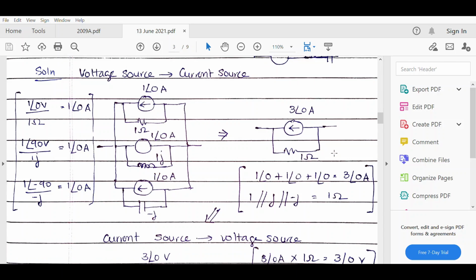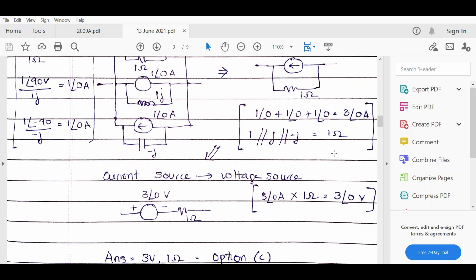Now the next method that we will be employing is current source to voltage source transformation. So in order to do that, we convert this current source into voltage source by multiplying this current source 3 angle 0 amperes into 1 ohm, and we get 3 angle 0 volts as the equivalent voltage source. The 1 ohm resistor would not change in value, but it would come in series with this voltage source.